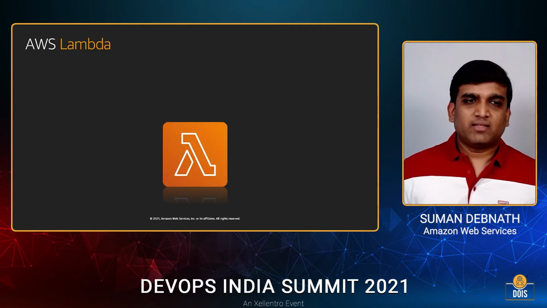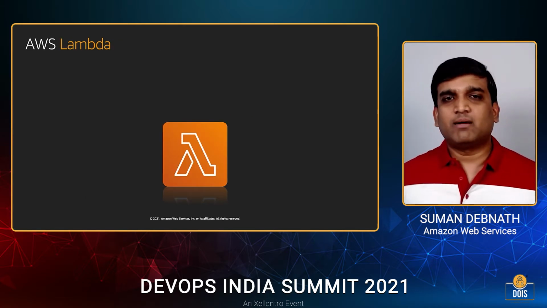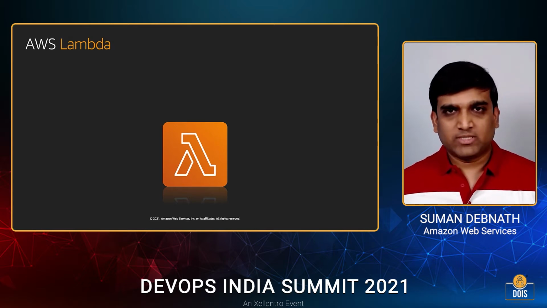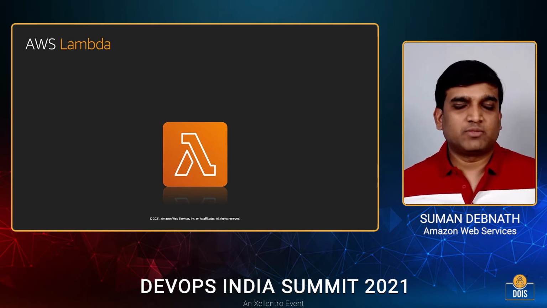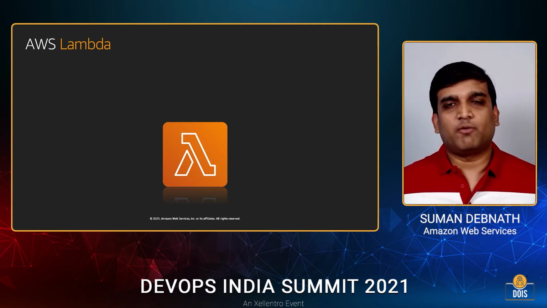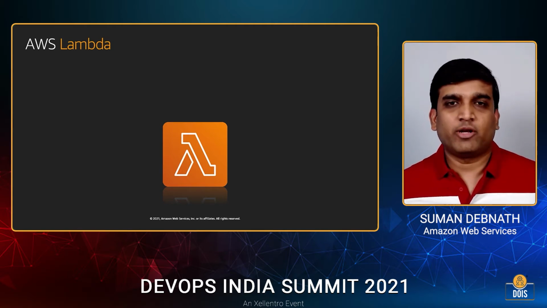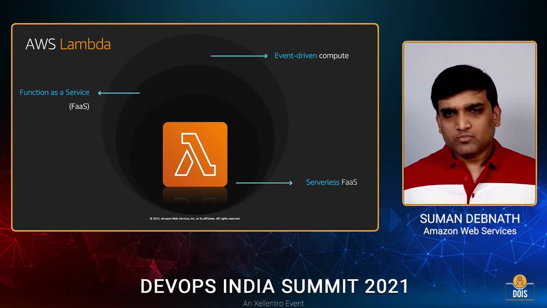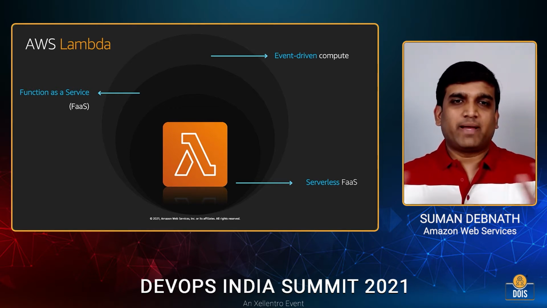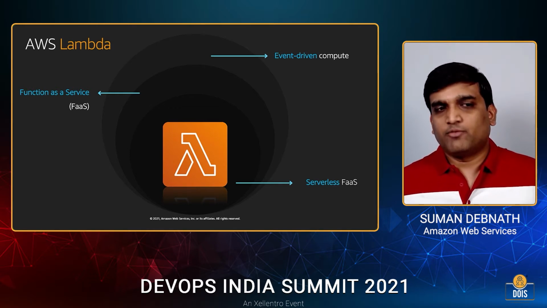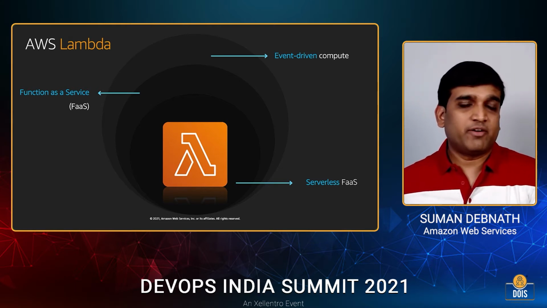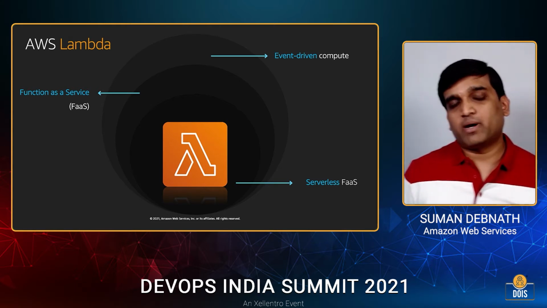Now, when we think about serverless, the first thing that comes to our mind is AWS Lambda. We will also see that AWS Lambda is not the only service which comes under the category of serverless, but this is the first service that you will think of when we talk about serverless on AWS. Now, AWS Lambda sits in the middle of different paradigms of computing. You can think of it as a function as a service, or FaaS, or event-driven computing, and that is the most important part.